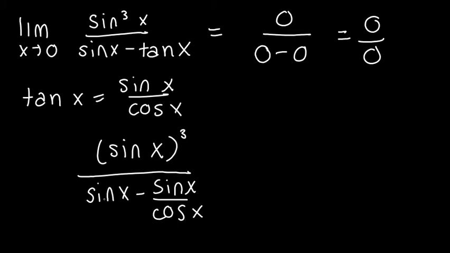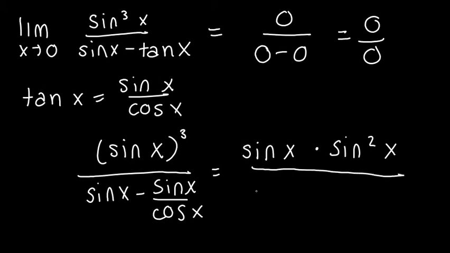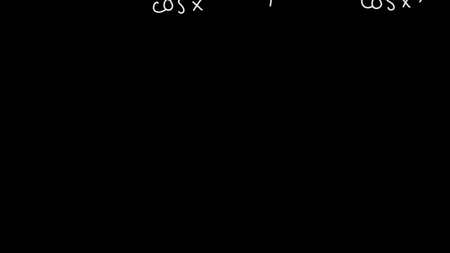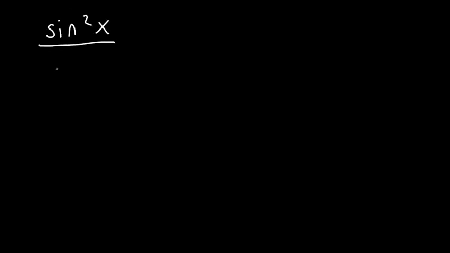Now we can factor a sine x from the top and the bottom. So on the numerator, we have sine x times sine squared x, all over sine x here, and then we have 1 minus 1 over cosine x. And now we can just cancel these out, and let me write down here what we have remaining. We have sine squared x over 1 minus 1 over cosine x.